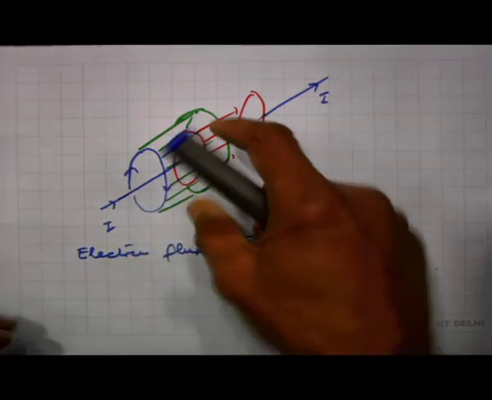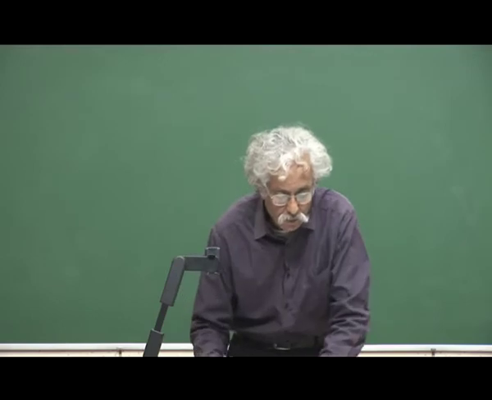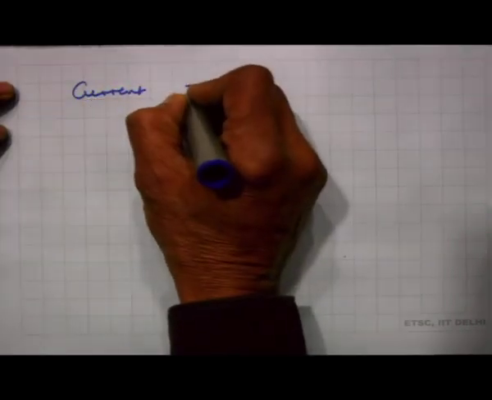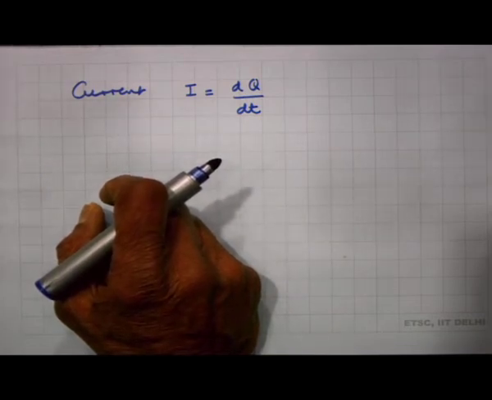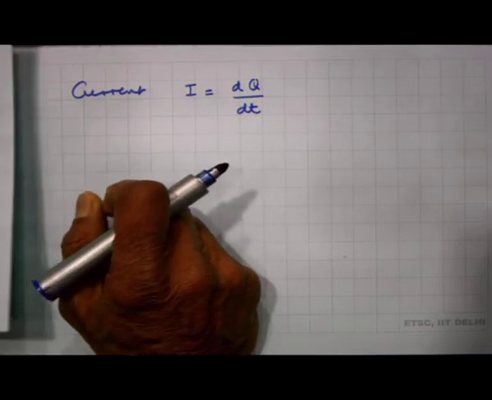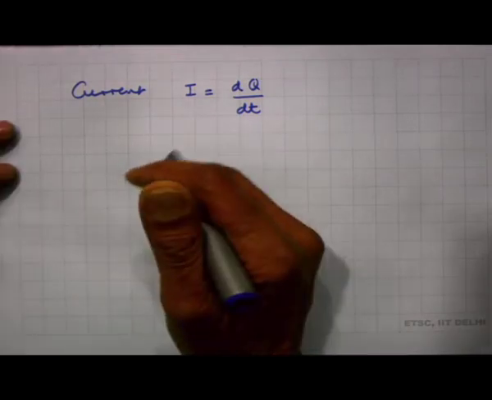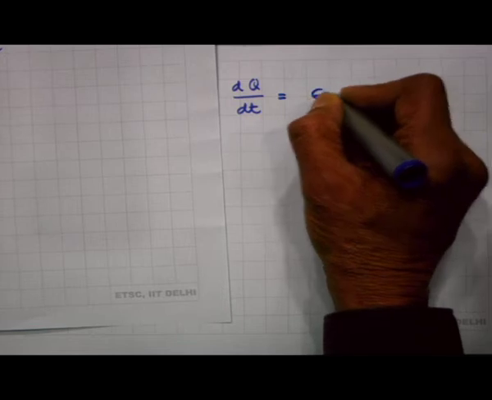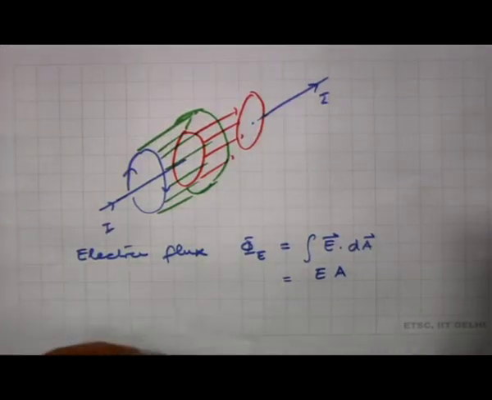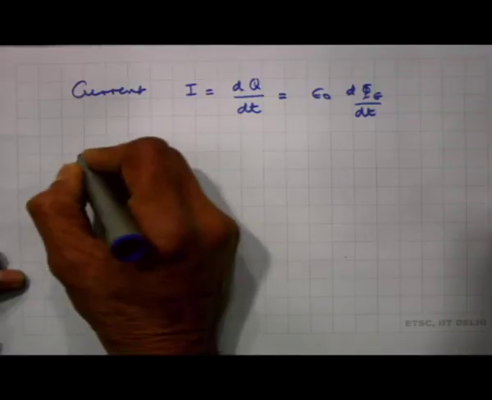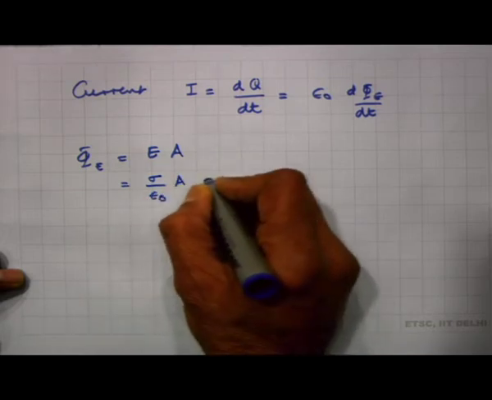Area is the area enclosed by this surface, depending on the area. Now, what is the current that is passing through the wire? I is equal to dq by dt, which is equal to epsilon 0 d phi E by dt. So, the flux is given by E times A, and so let me rewrite this equation again here. Flux is given by E times A, E is sigma by epsilon 0 into A, which is equal to q by epsilon 0.